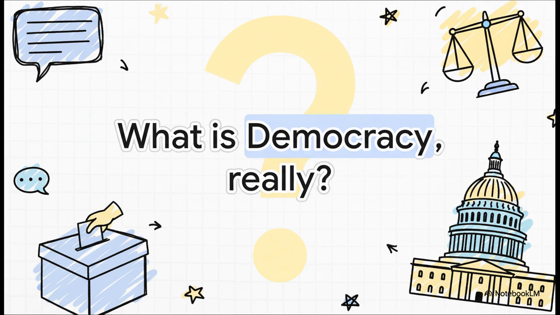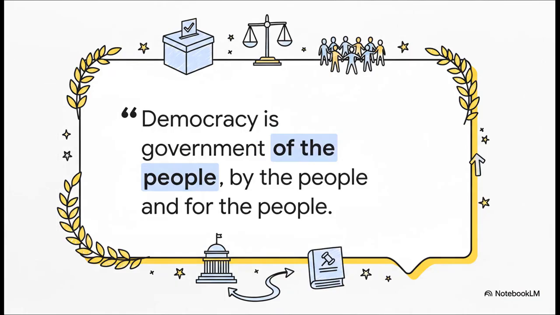So, let's start with the big question. What is democracy? I mean, you hear this word all the time, on the news, in books, everywhere. But what does it really, truly mean? Let's dig in and get to the heart of it together. Of course, we all know this famous line from Abraham Lincoln: government of the people, by the people, and for the people. It's a beautiful thought, and it's a great place to start. But you know what? It's not the full picture.